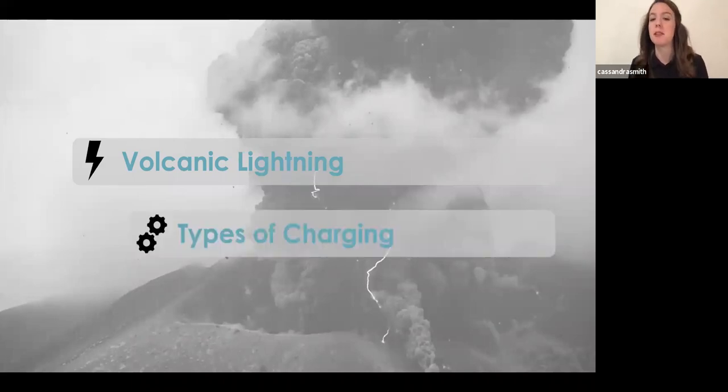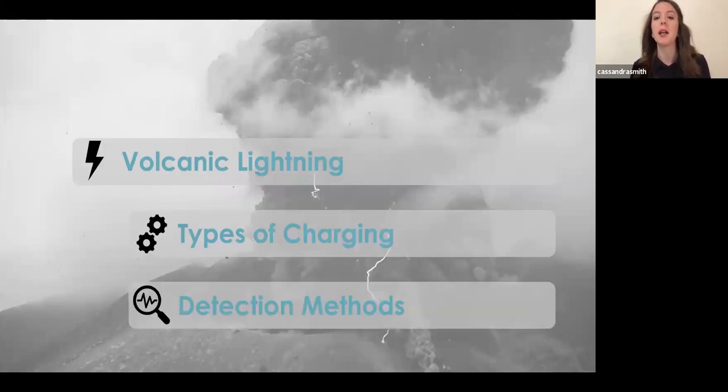We'll then talk about some of the types of charging involved, because we do have some different charging happening with volcanic lightning compared to just meteorological lightning. And then I'll talk about detection methods. So how are we actually measuring volcanic lightning out in the field?